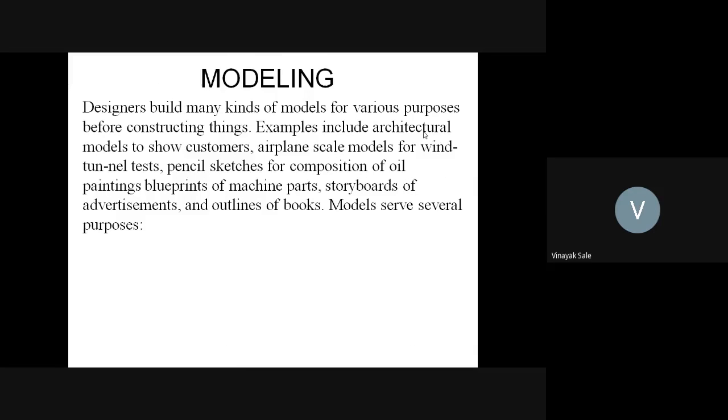So, a designer builds many kinds of models for various purposes before constructing things, which includes architectural models. For example, architecture models to show the customers, airplane scale models for wind tunnels, pencil sketches for composition of oil paintings, blueprints of machine parts, storyboards of advertisements, and outlines of books. Models serve several purposes.